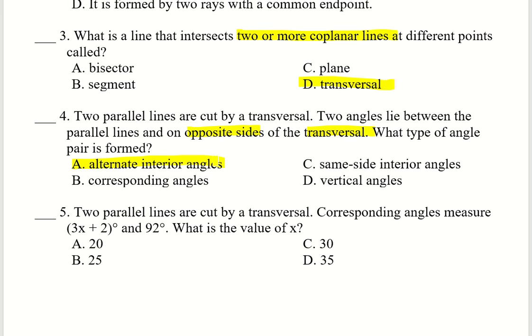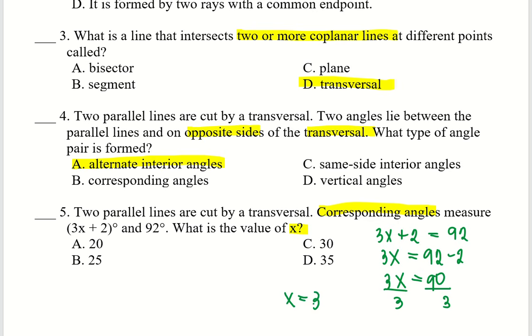Next, number 5. Two parallel lines are cut by a transversal. Corresponding angles measure 3x plus 2 and 92. What is the value of x? Okay, so for our corresponding angles po, those are congruent. So if we have 3x plus 2, that is congruent po with 92. So we get 3x is equal to 92 minus 2. So 3x is equal to 90. Divide both sides by 3. Our x is equal to 30. Okay, that is letter C.